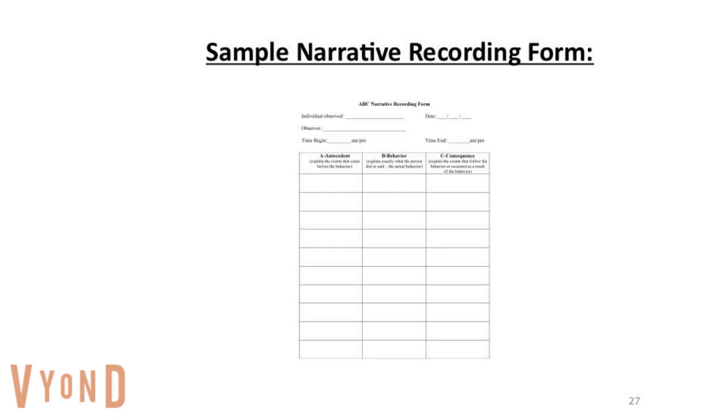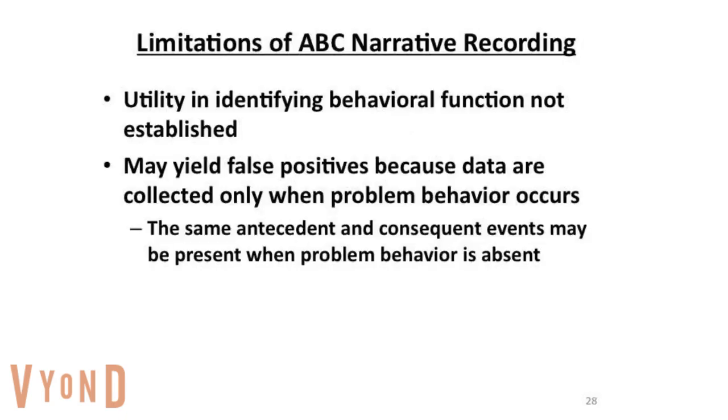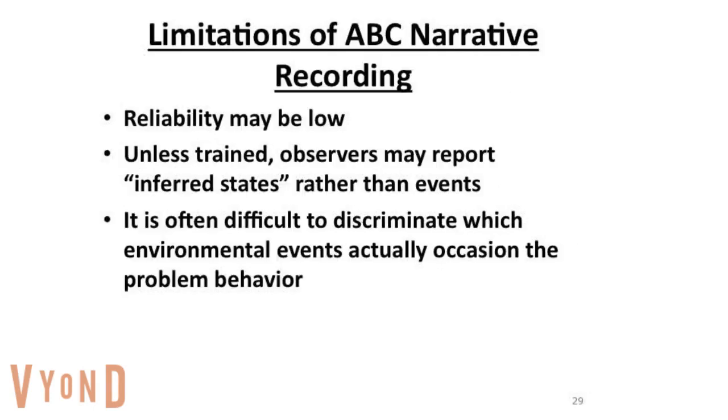Here you see the open spaces for notes, versus the checkboxes as seen in the continuous recording form. Some limitations with ABC narrative recording include not identifying the functions established. Also, only tracking when problem behaviors occur does not identify the same antecedents when the problem behavior is absent. Reliability may be low when using ABC narrative recording because the observer may infer or assume.